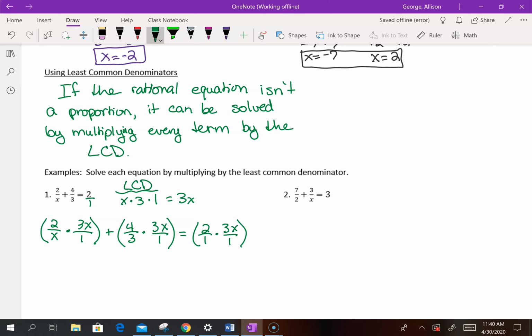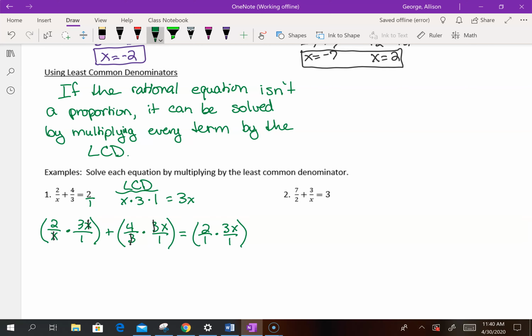You don't have to cancel at this point. You will cancel on the next step if you don't cancel here. And honestly, canceling here saves you some time. So I tend to. I'm looking at this one, going across, my x's will cancel. For the next term, my 3's are going to cancel. For the last one, nothing will cancel.